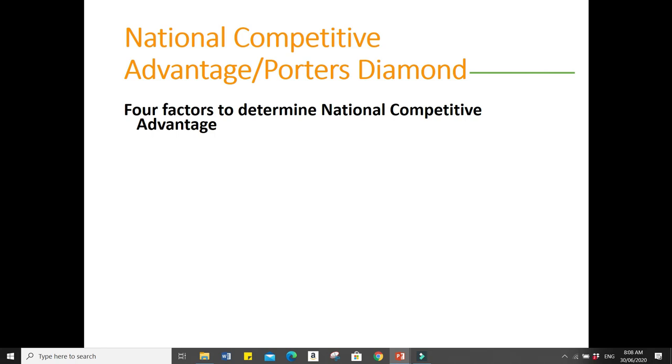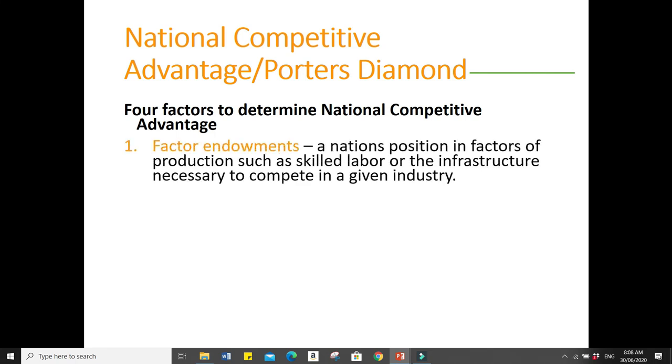Now, let's take a look at the four factors to determine national competitive advantage. First is your factor endowments. When we speak of factor endowments in economics, it is commonly understood as the amount of land, labor, capital, and entrepreneurship that a country possesses, which can be exploited for manufacturing. So the first of the four factors would be factor endowments. It says here that it is a nation's position in factors of production, such as skilled labor or infrastructure, necessary to compete in a given industry.